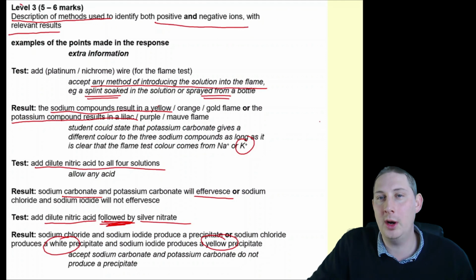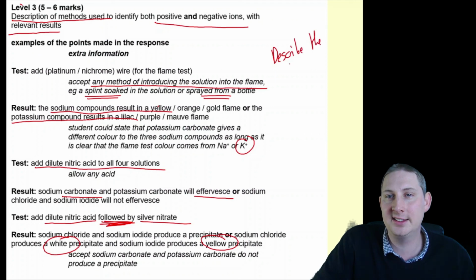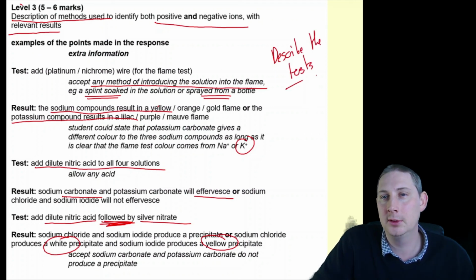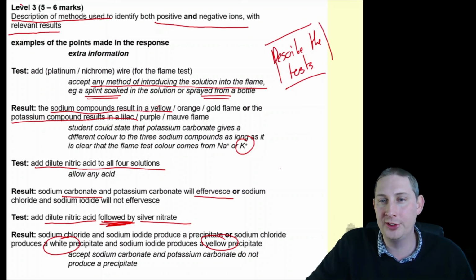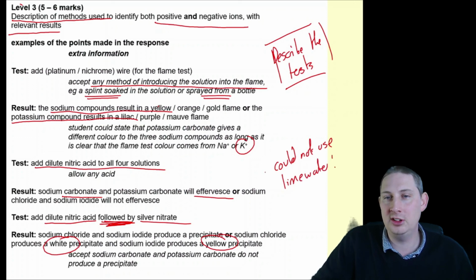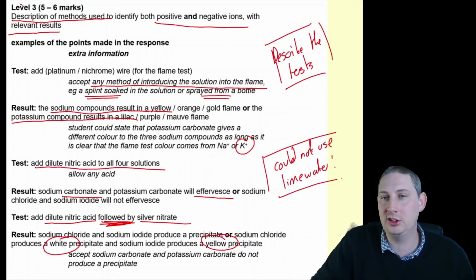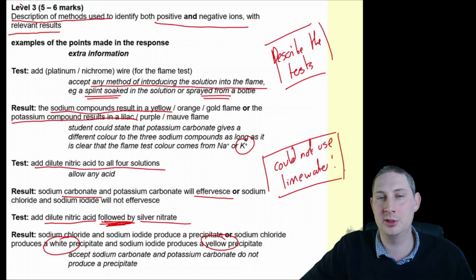So you should have done quite well. Just note a few things. You did have to describe the tests, and you wouldn't have got all 6 marks if you hadn't done that. You also could not use lime water. So if the question doesn't give you that as a reagent to use, you can't include that in your description of the tests.